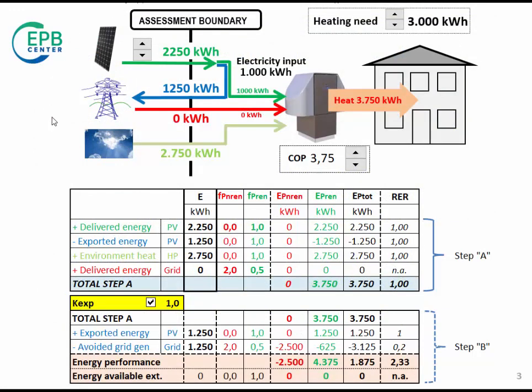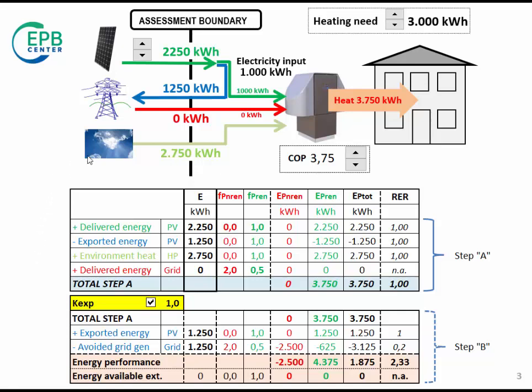This diagram shows the energy flows, starting from energy need for heating, the heat pump output, the heat pump input, and the delivered and exported energy carriers. The calculation of the energy performance is demonstrated by this table. There is one line for each delivered or exported energy carrier, plus some lines for the totals. The total is step A and the final result of the energy performance calculation.